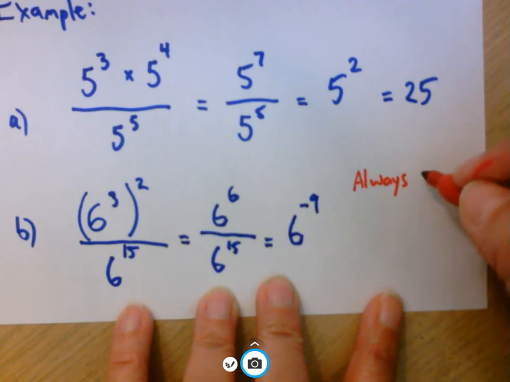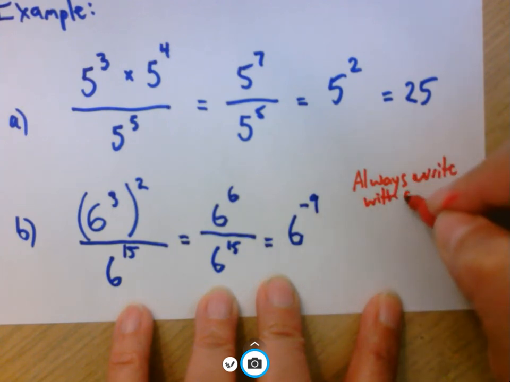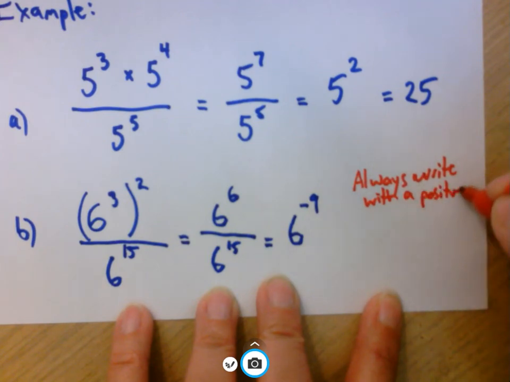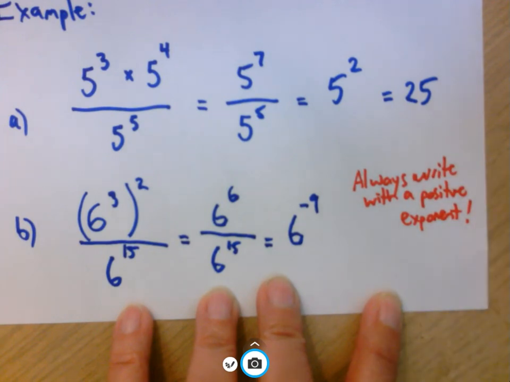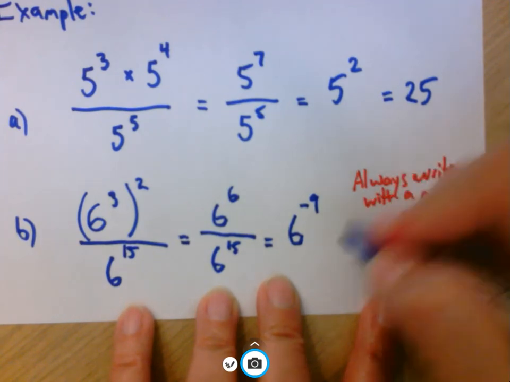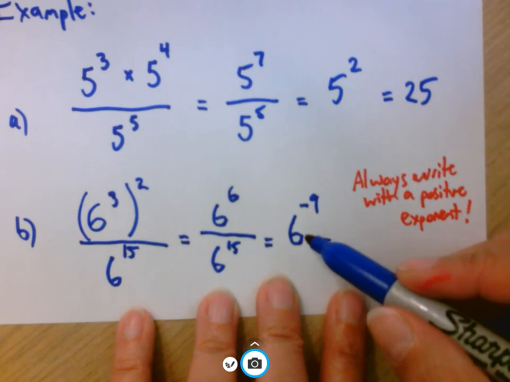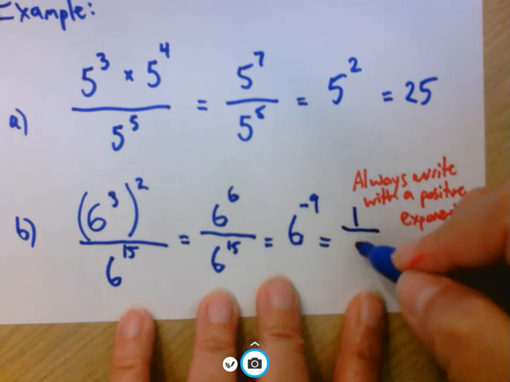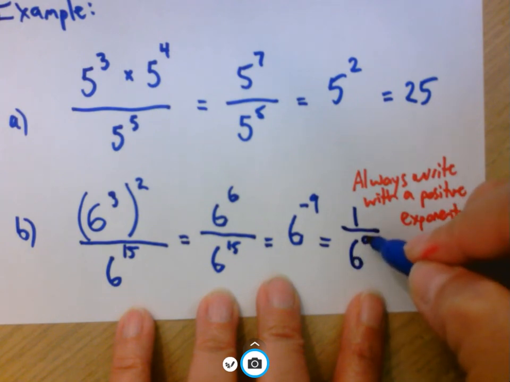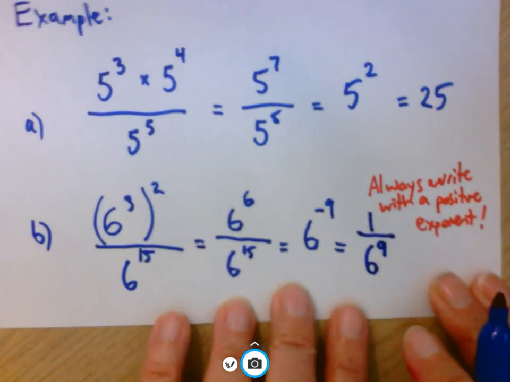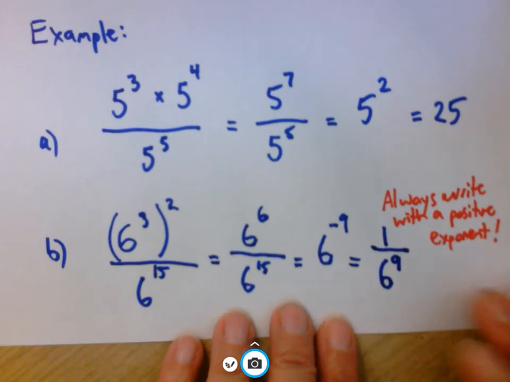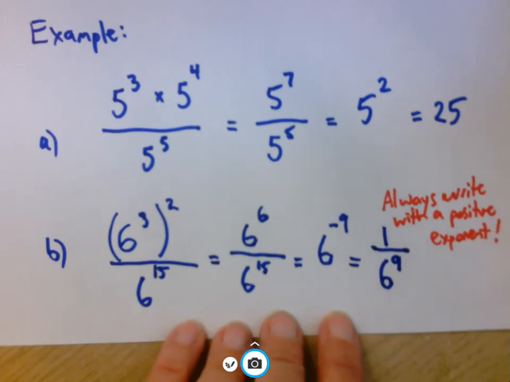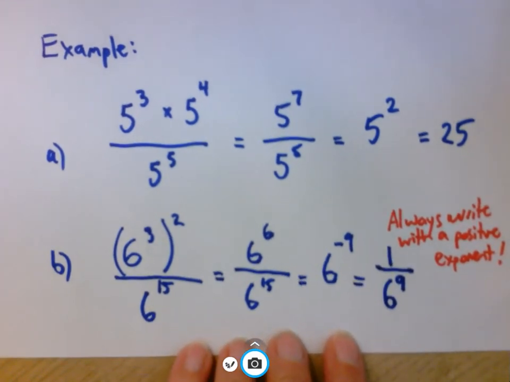So I'm going to put a note here. Always write with a positive exponent. So whenever you see a negative exponent at the end of your answer, we have to convert this to a positive exponent. So 6 to the negative 9 is the reciprocal of 6 with the positive 9. Okay, and that's pretty much your exponent laws. So lots and lots of practice for this.